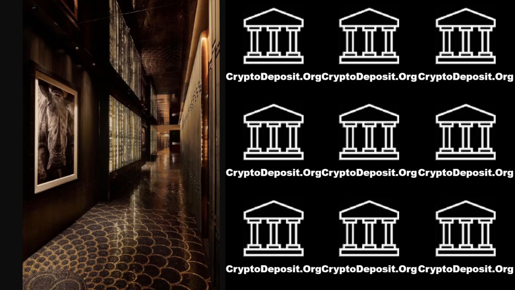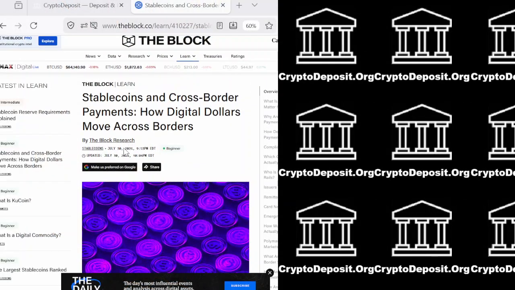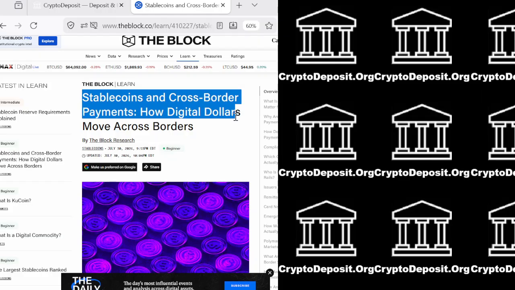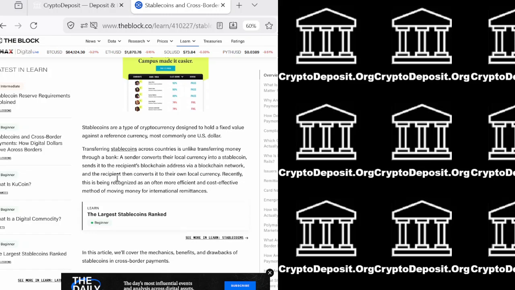Today we've got a long form video, so get set for some learning. Now let's go over to the article and let's start learning. We'll have a lot of commentary here because this is a long form video. So the block, learn stablecoins and cross-border payments, how digital dollars move across borders. So let's begin the article, and then we'll add some comments from time to time.